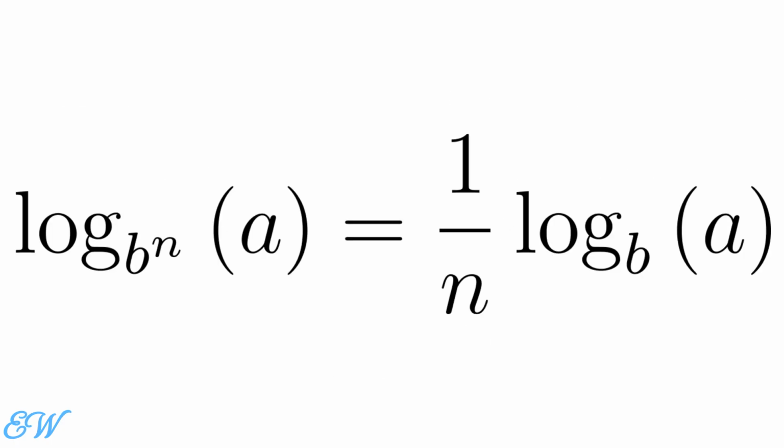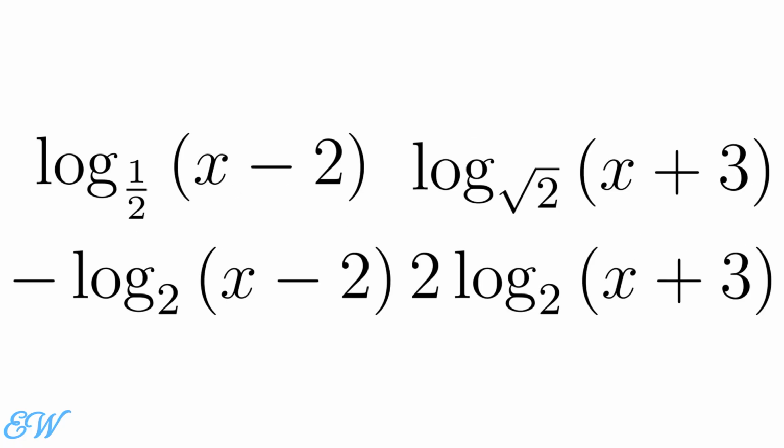Next, I will be covering the rule that we will use to simplify our equation the most. Log base b to the power of n of a is equal to 1 over n times log base b of a. So let's take the second term on the left side of our equation, log base 1/2 of x minus 2. 1/2 is just 2 to the power negative 1, which is in the form of b to the power n. So we can use our formula and say that it is equal to negative log base 2 of x minus 2.